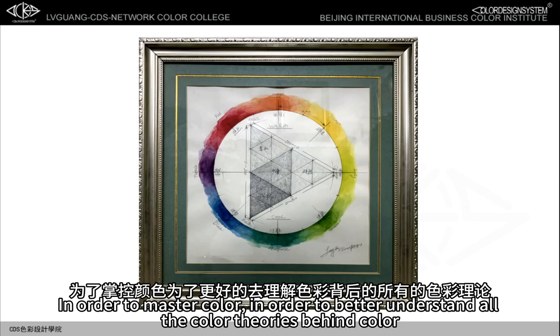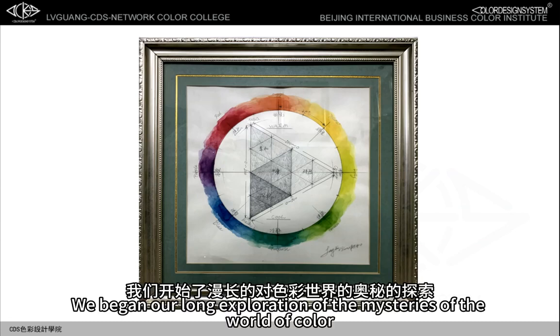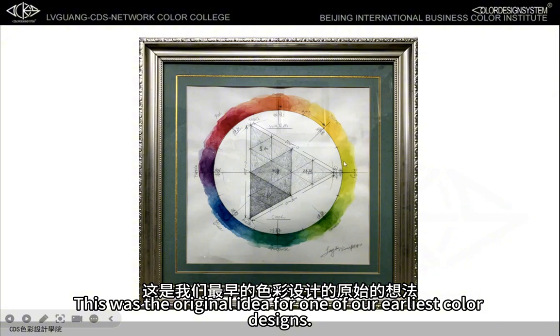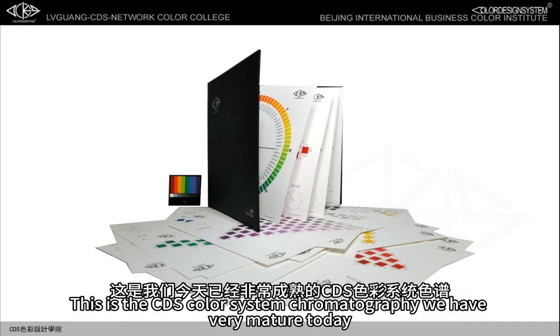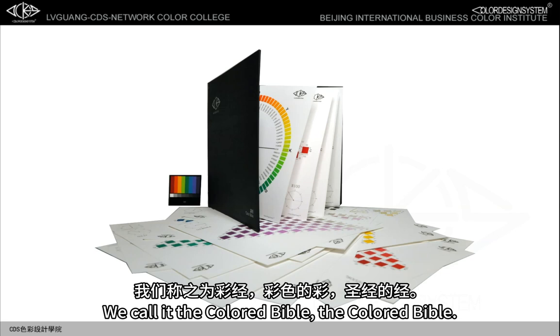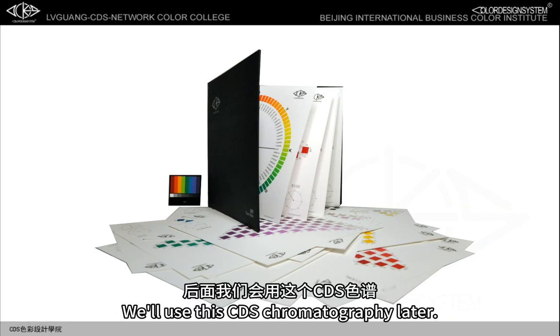In order to master color, and to better understand all the color theories behind color, we began our long exploration of the mysteries of the world of color. This was the original idea for one of our earliest color designs. This is the CDS color system chromatography that we have very mature today. We call it the color Bible. We'll use this CDS chromatography later.